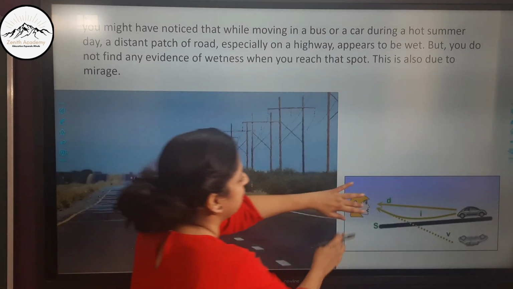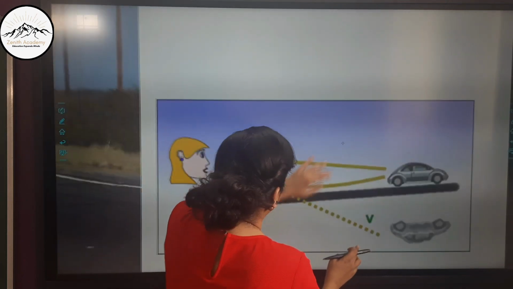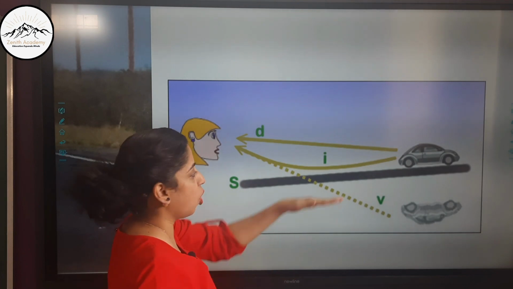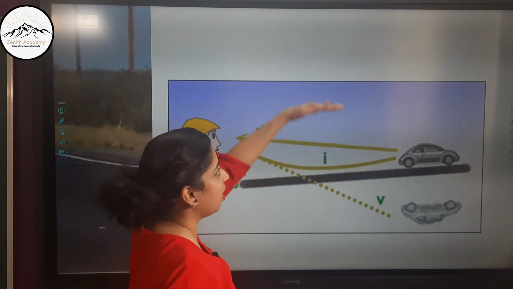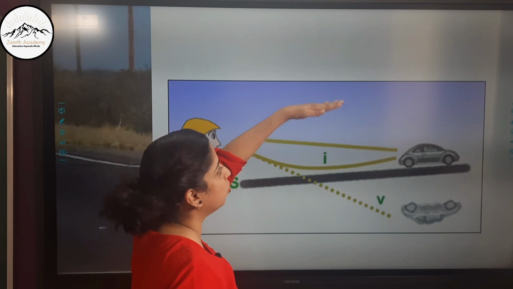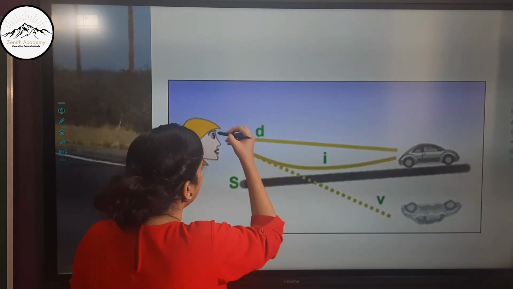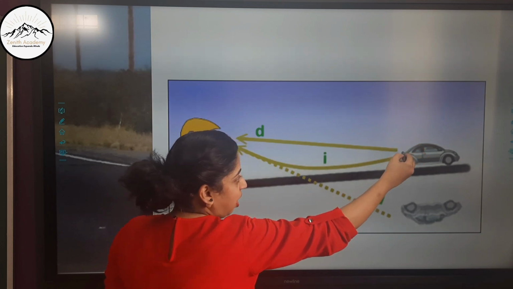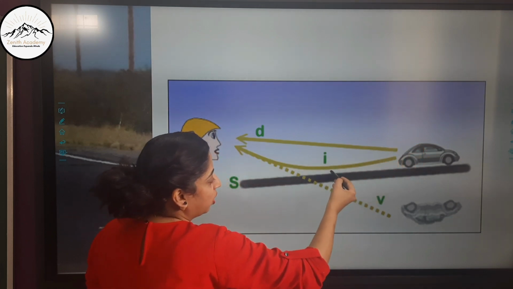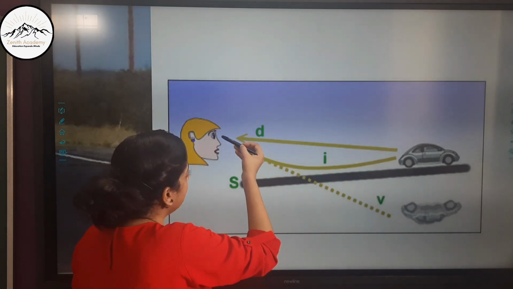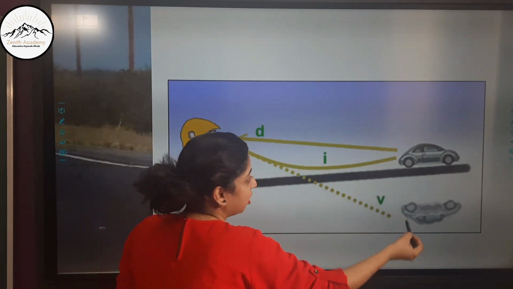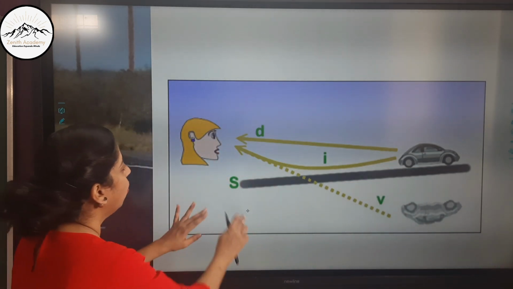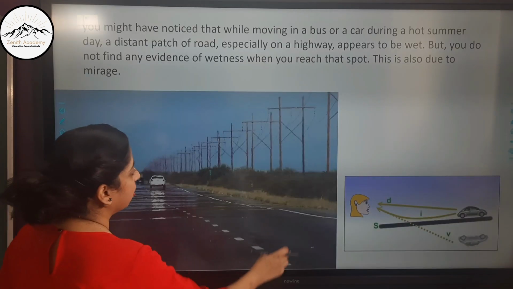The same phenomenon happens here. If you see this, this is the road, and since it is hot, the air near it is rare, and the cooler air above is dense. So when light is falling from this car, it suffers total internal reflection here and enters into our eyes, and when this is produced back, it appears to have come from here. So it is the same phenomenon, exactly like what we did in mirage.